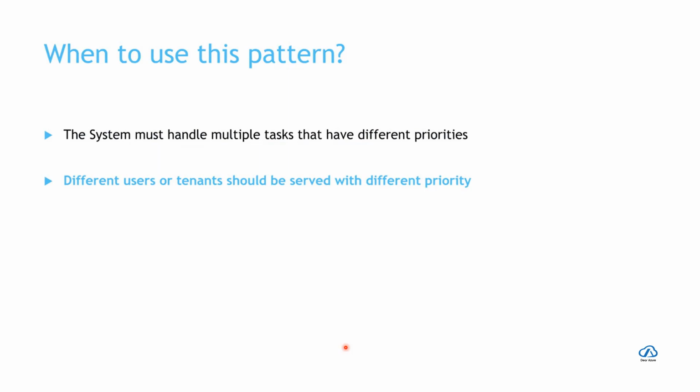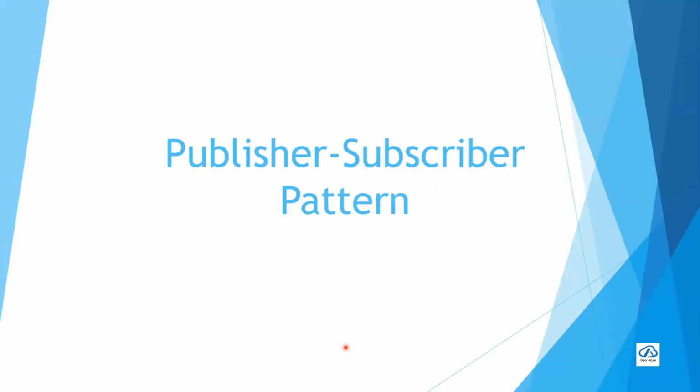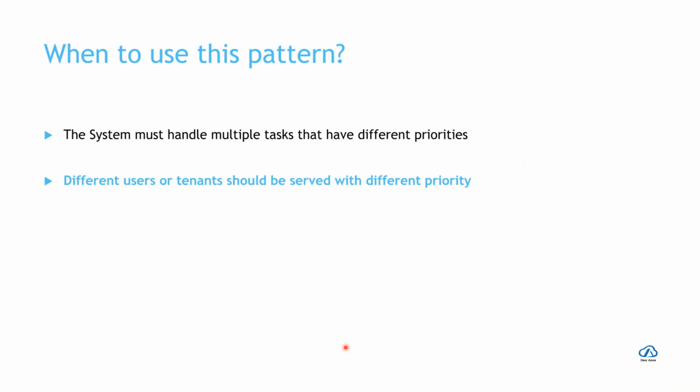Also, it works well when you have different users or tenants, especially if you are a SaaS provider and you want to assign different priorities for different users or different tenants. So that's pretty much the first pattern, priority queue pattern.